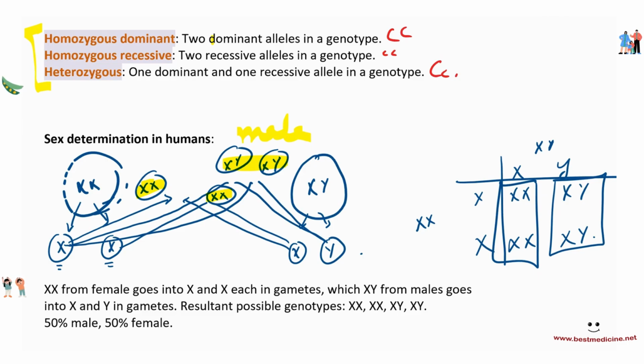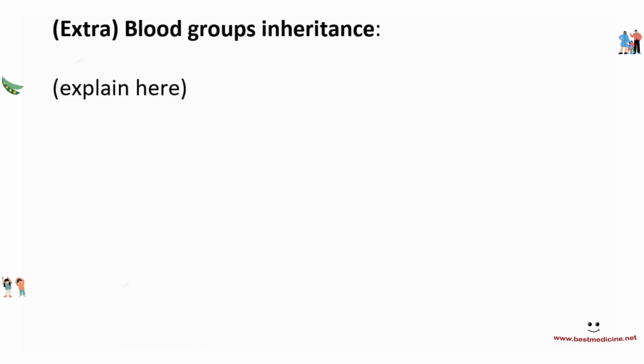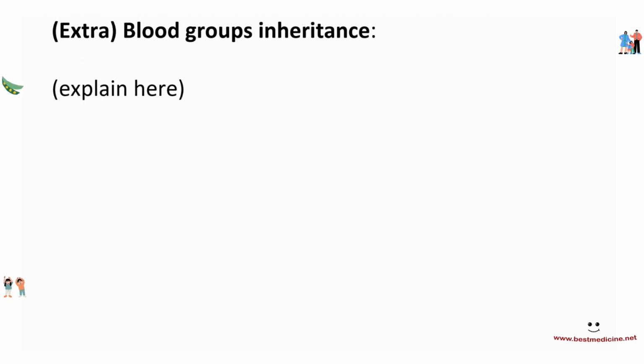But before we go into this, I wanted to bring another topic to your light. It's a little bit extra, but it's very important information for general knowledge as well. And that is the blood groups inheritance. Okay, the blood groups inheritance. The blood groups inheritance is a little bit unique, because it works on a system of codominance. Codominance because we have two dominant alleles in blood groups. We actually have three alleles for blood groups.